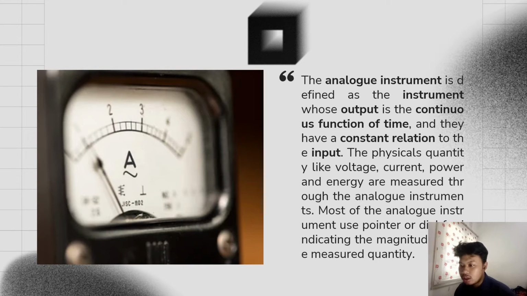First of all, the analog instrument is defined as the instrument whose output is a continuous function of time, and they have a constant relation to the input. Physical quantity like voltage, current, power, and energy are measured through the analog instrument. Most of the analog instrument use pointer or device to indicate the magnitude of the quantity to measure.